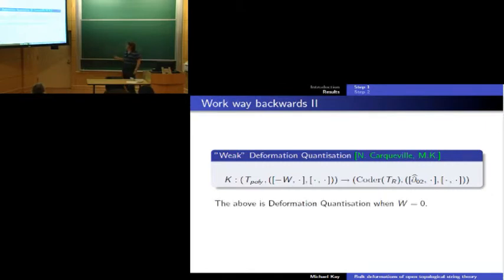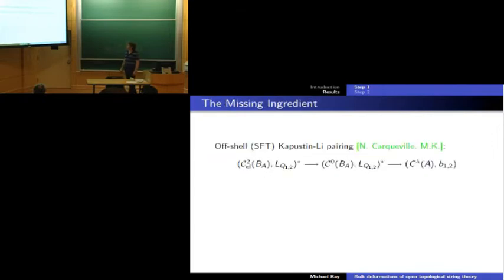Okay, so the above deformation quantization when W is equal to 0, it's a very pleasant surprise that when W is not equal to 0, Kontsevich's morphism is still an L-infinity quasi-isomorphism. Okay, so this concludes the string field theory part. And maybe here it's a good point to sketch how to construct the Hofstede-Kapustin-Li pairing.